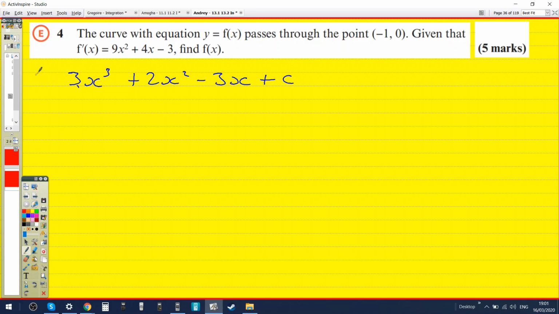And then would I then need to sub in minus 1 into the x's? Yeah. Or would I need to do 0 equals to... I'm going to put this in my calculator, can't I? And just put c as x. Yep. And then, so, yeah.